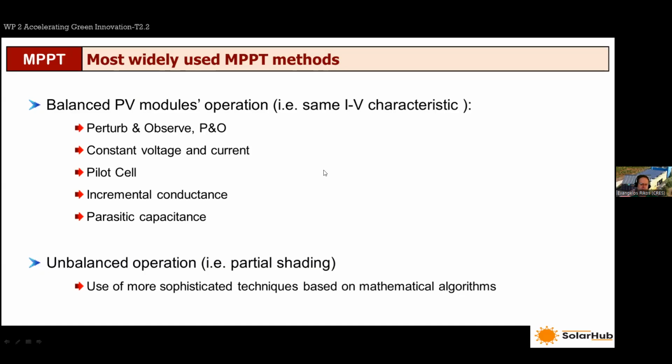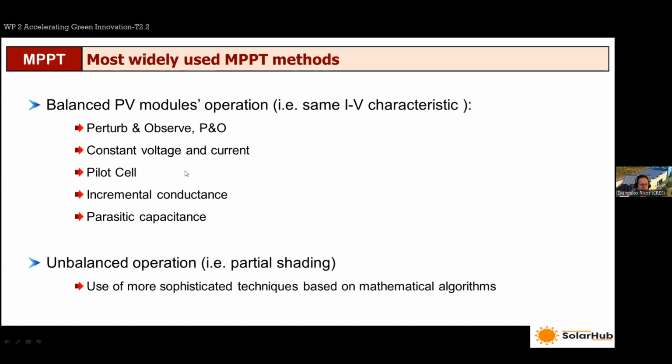In the literature, you'll find a lot of things about this method. There are alternatives to this one that have some advantages and disadvantages as well. The constant voltage and current method is one alternative MPPT technique. There is the method that makes use of a pilot cell, a small cell that is used by the system to deduce the actual maximum power point based on the small cell.